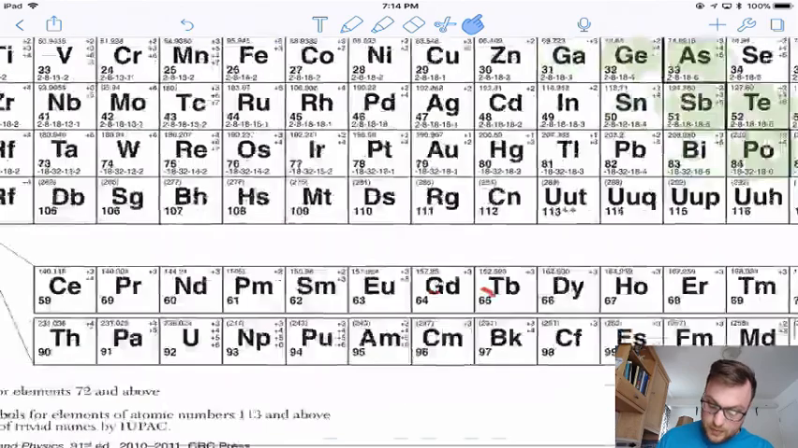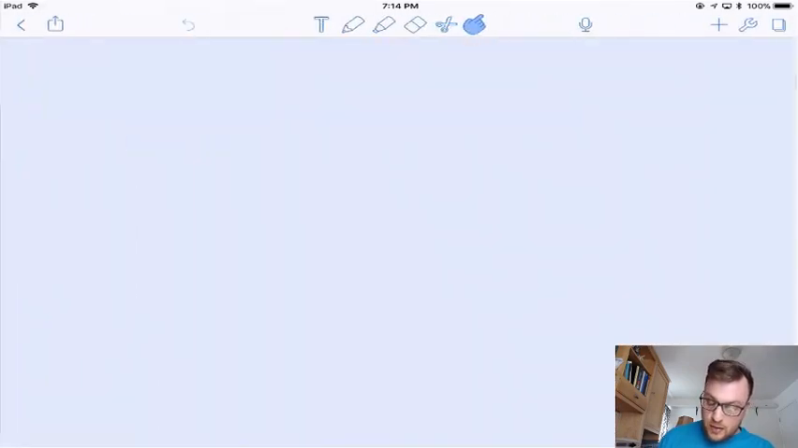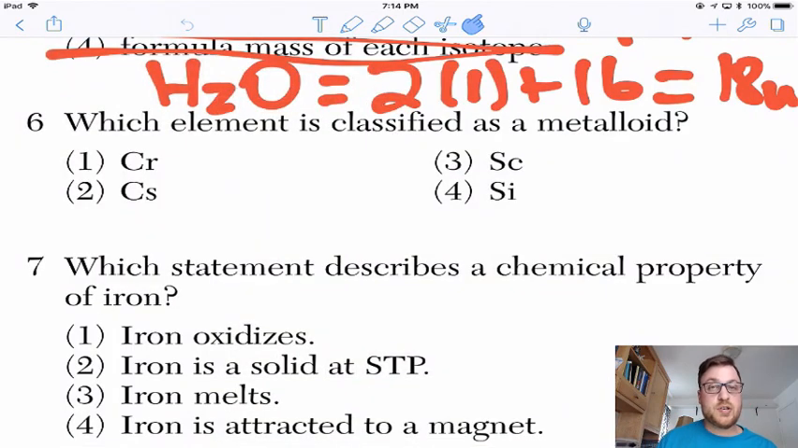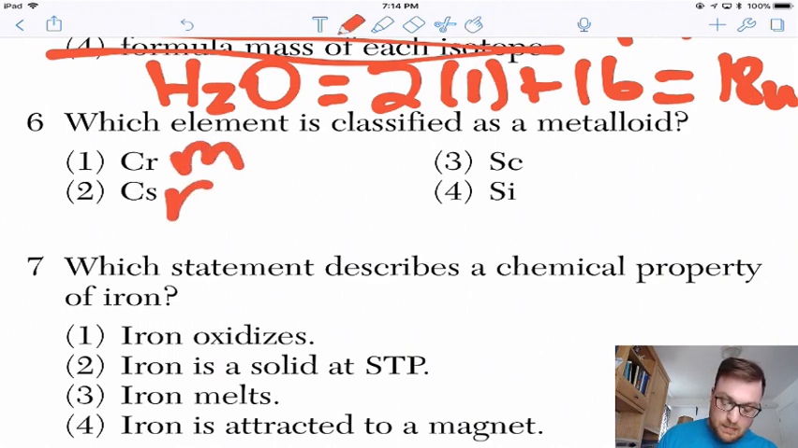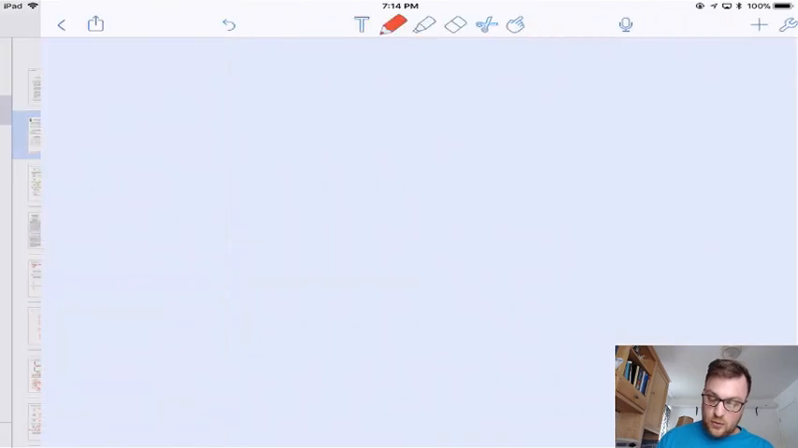It probably is. Anyway, luckily for us in the question, they all give us their abbreviations, so we don't have to worry about going to table S and looking up what they are. We got chromium is a metal, cesium is a metal, scandium is a metal. There's our metalloid, silicon.